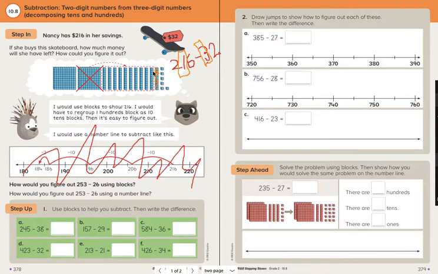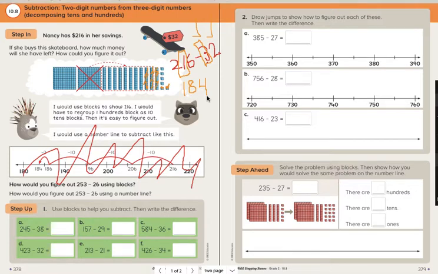1, 2, 3. Took away my tens. I have to take away two groups of 1, 1, 2. And I have one 100 block. How many tens blocks do I have? 8 tens and 4 ones. Okay? That's how we would solve the step in with blocks.